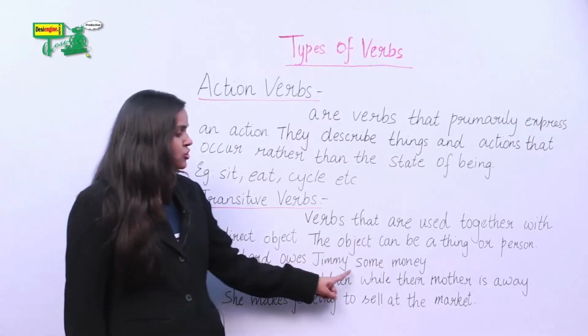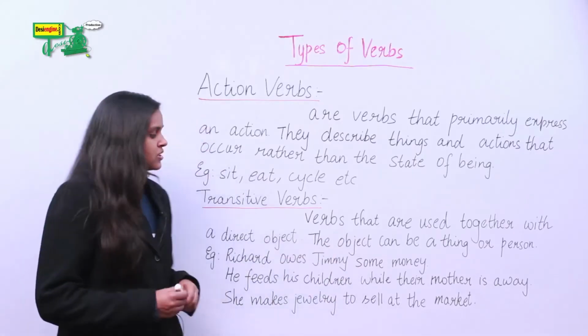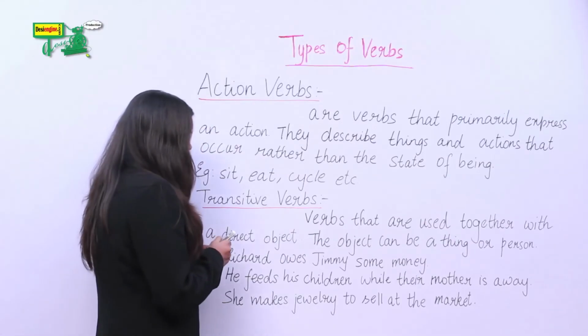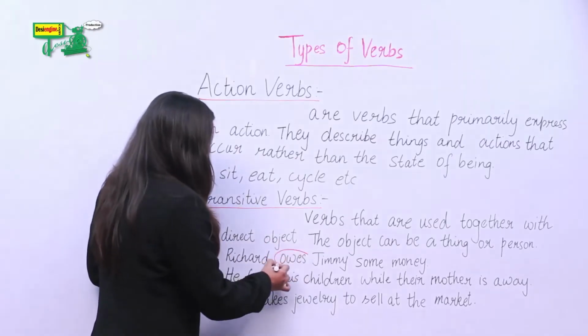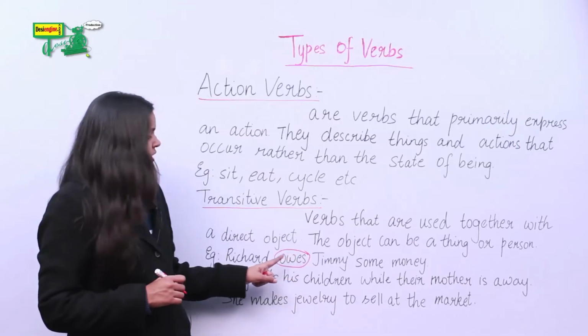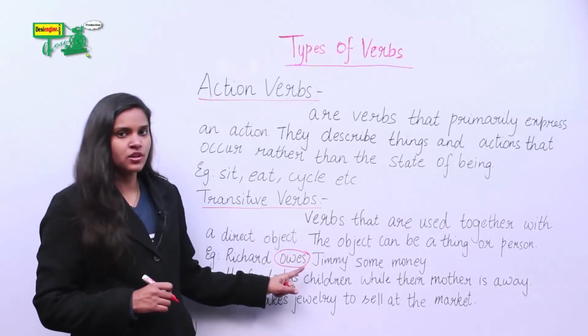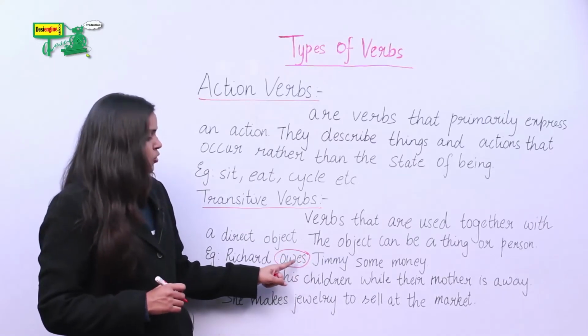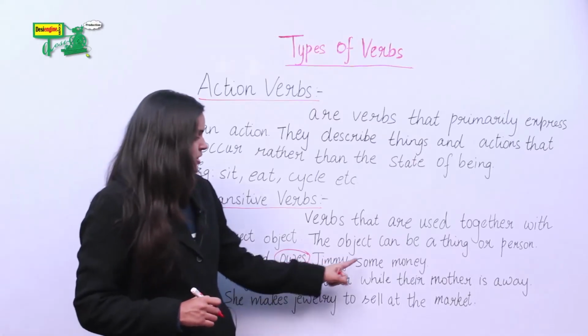Richard owes Jimmy some money. Here, the word owes is a transitive verb. It answers to the question what. Owes what? Jimmy some money.